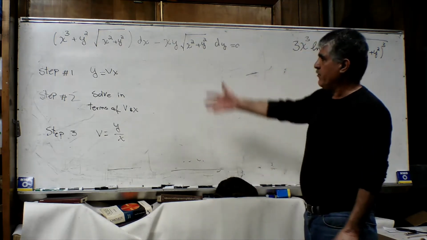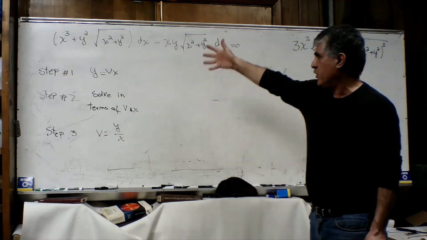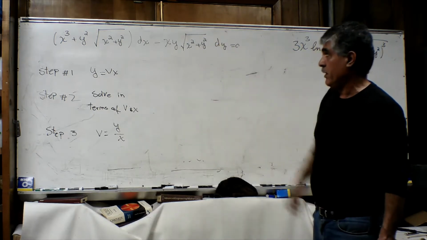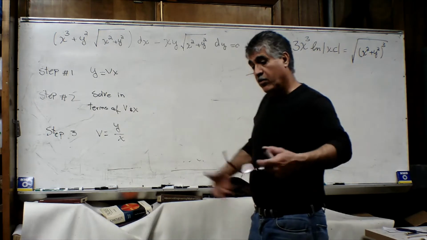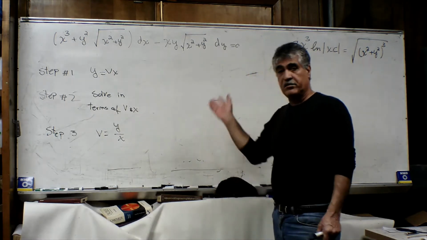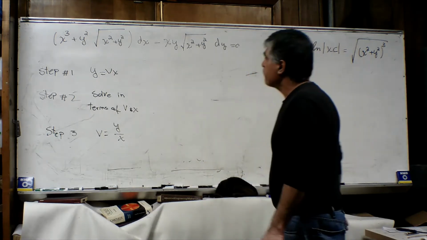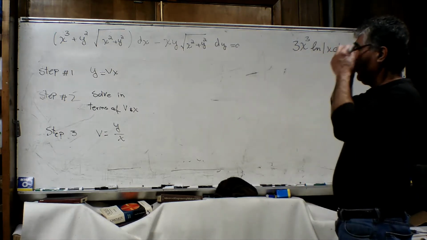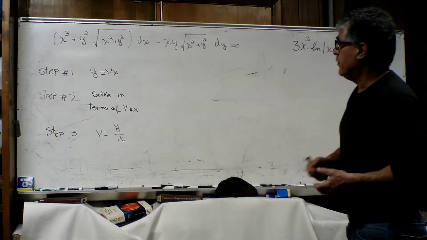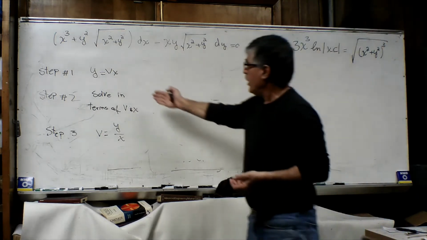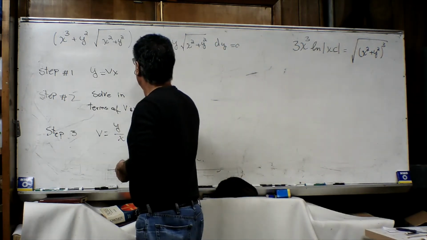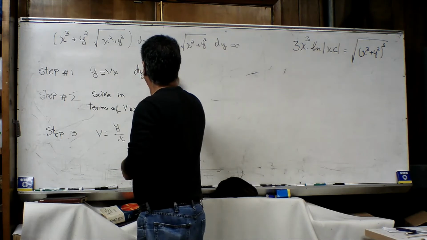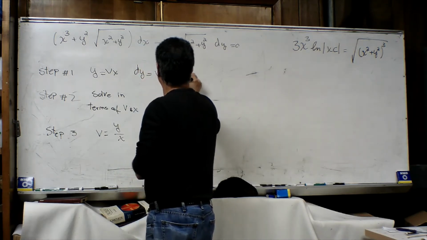I believe it will be a lot easier using this than any other method because of this square root we have in here. If you want to find the integrating factors, it's going to be a mess. So let's use these methods. Let's assume that y is equal to vx, therefore dy will be equal to v dx plus x dv.